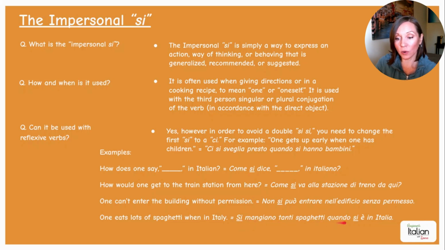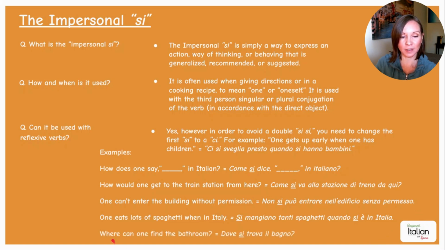But then here we use the singular again, just like all these other examples. We're using the third person singular. So si è when one is in Italia, because it's singular here. Okay, I know it's probably a little bit confusing, but once again, it just takes some practice and some getting used to. And again, if you have any questions, just post them in the community chat.